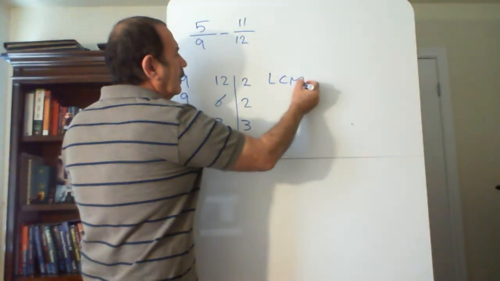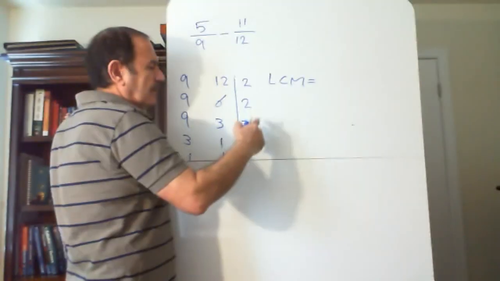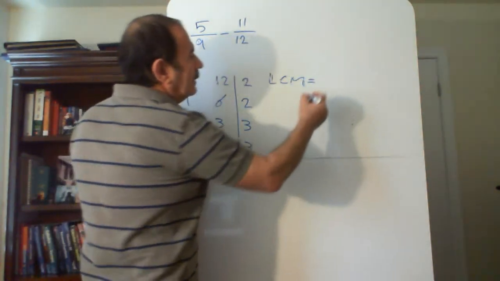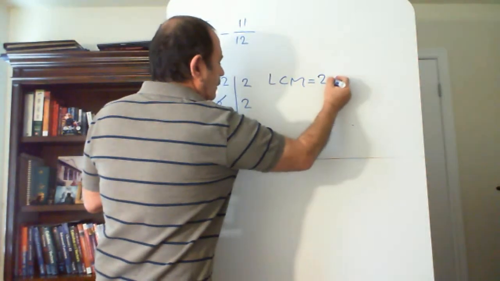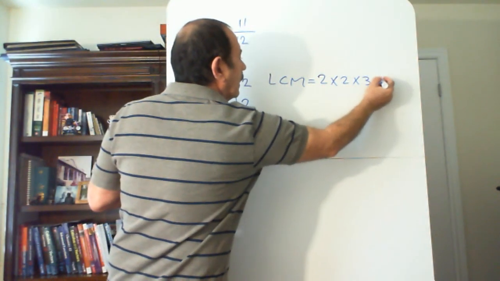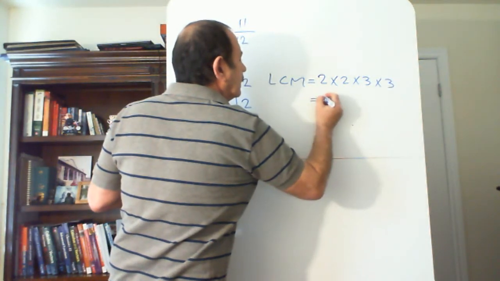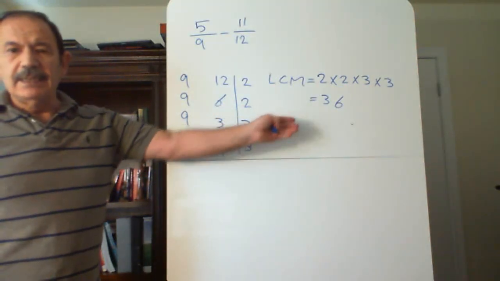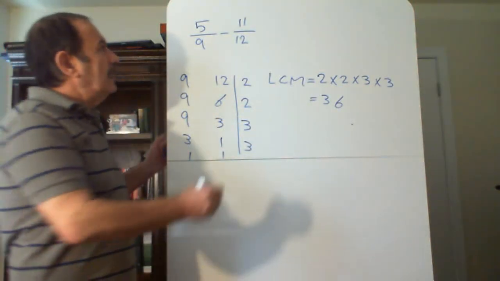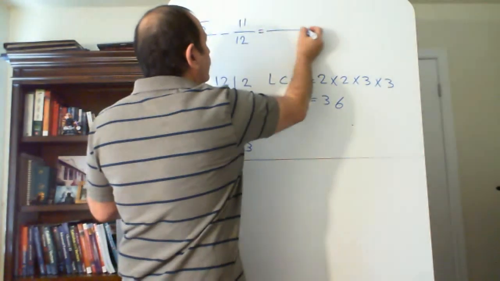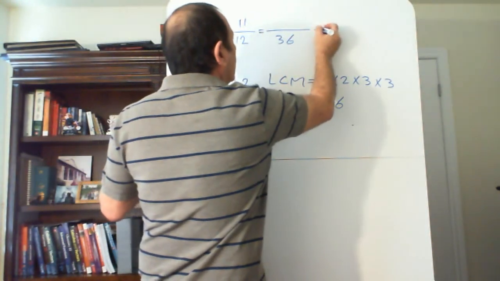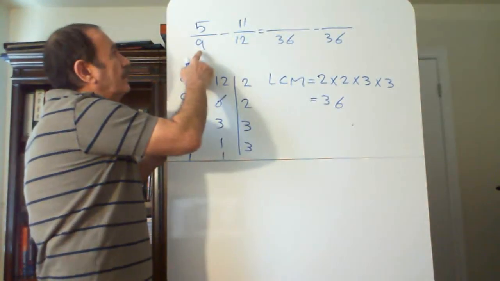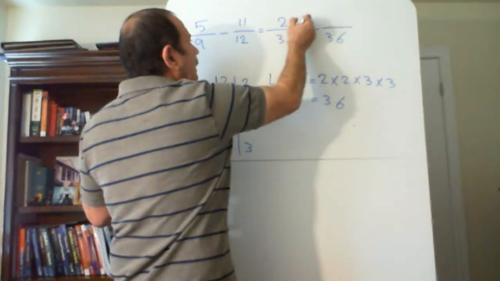The LCM is going to be 2 times 2 is 4, times 3 is 12, times 3 is 36. The LCM for these two numbers is 36. Rewrite the fractions using the LCM: 36 and 36. Then 36 divided by 9 is 4, and 4 times 5 is 20.